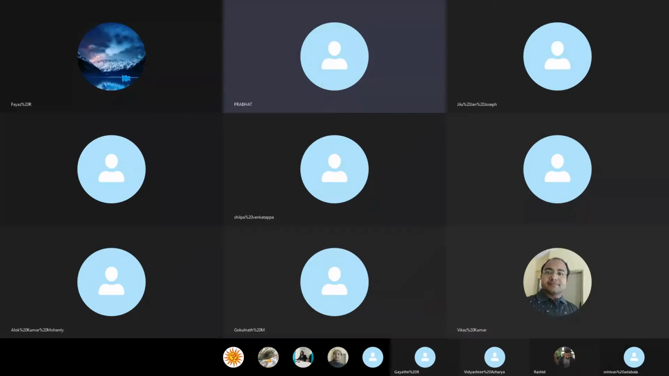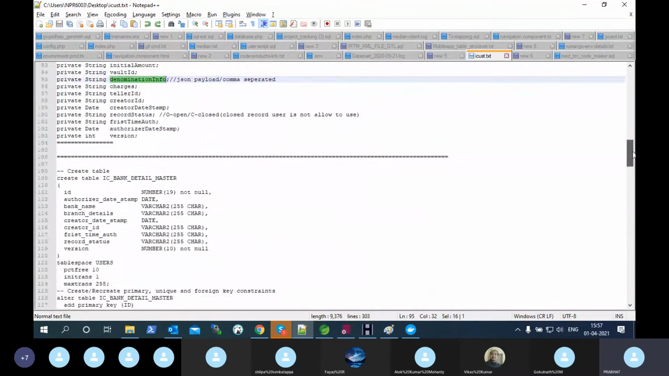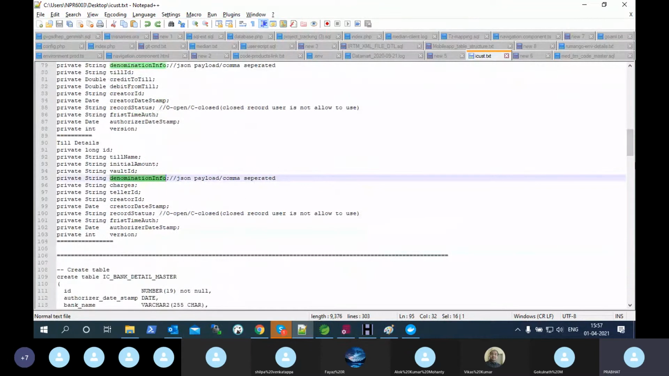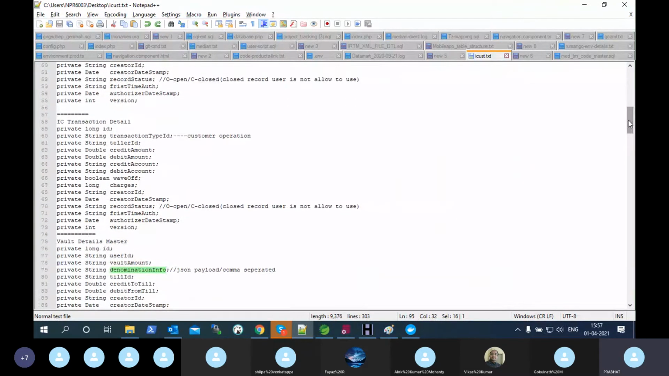And this is the till table. So till also has denomination info. We will maintain the denomination at vault level and also at each till level. And indirectly, this till is connected to the transaction table.